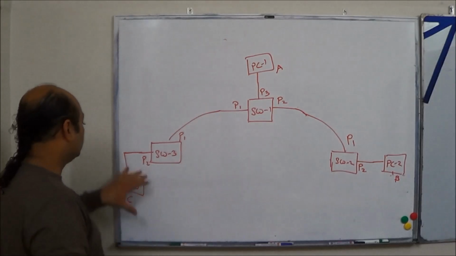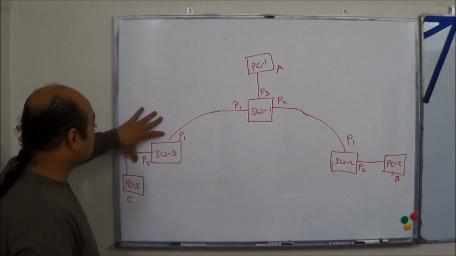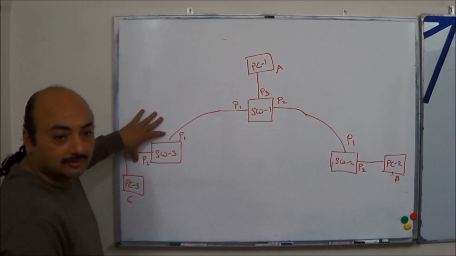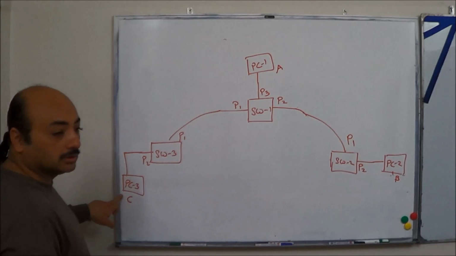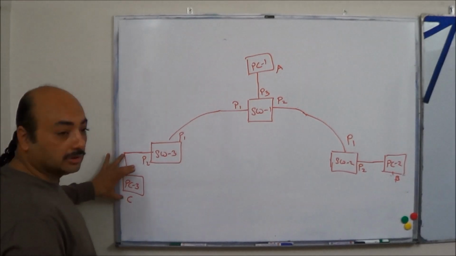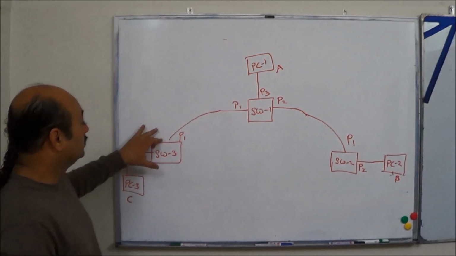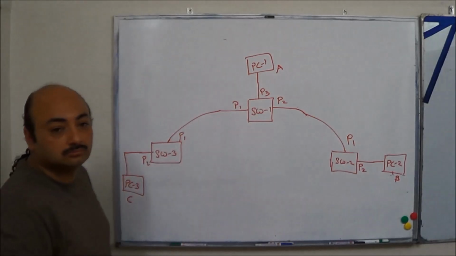So what do we have here? Currently on switch 3, 2 ports are active. This port is active because PC3 is connected to it. PC3's MAC address is C, and PC3 is turned on. On this side, port P1 is connected to switch 1.